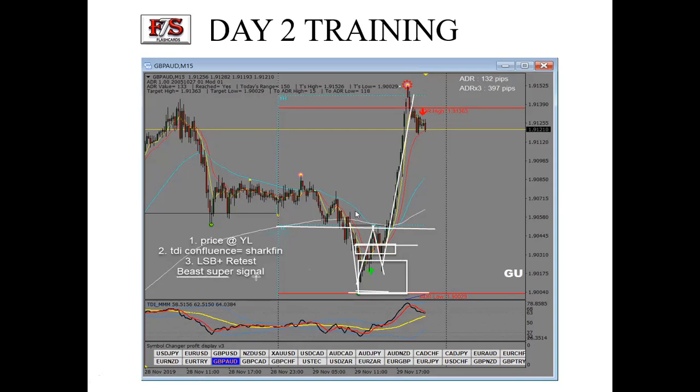Look, this super big signal is just the green arrow, but it's not the main issue. The main issue is what? Break of structure, retest, and boom. That's the move.